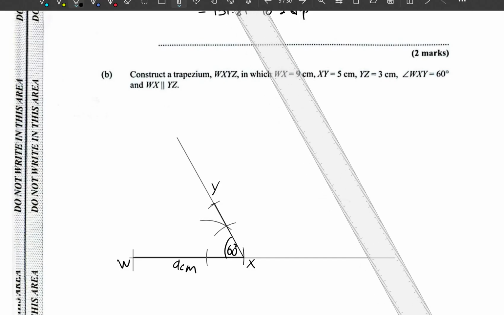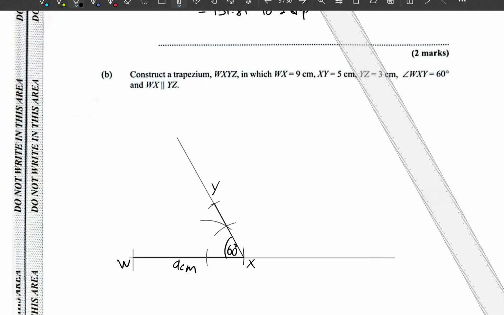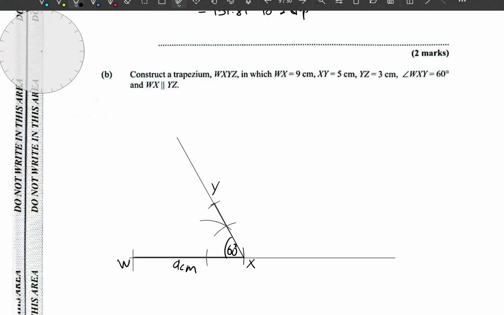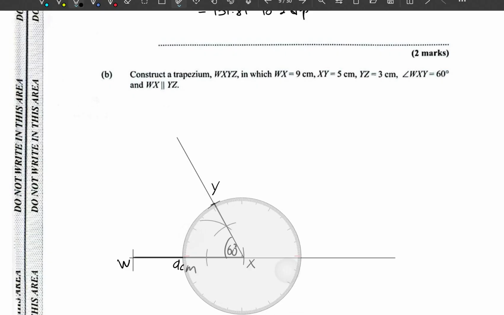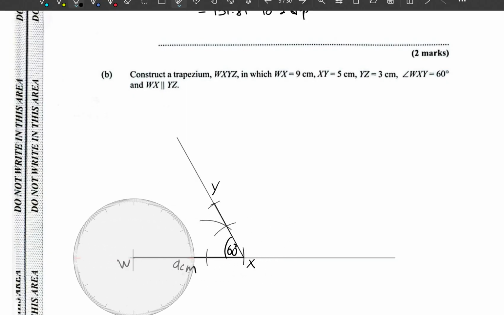Okay, so now we need to get the parallel line, the line parallel to WX, which would be YZ. To do that, we need to have a line that is the same distance away from this line, WX. We could achieve that by using our compass. Right, so let's see what this distance right here is. Let's get that right here. Good, so let's now go ahead and take this arc and mark on W.